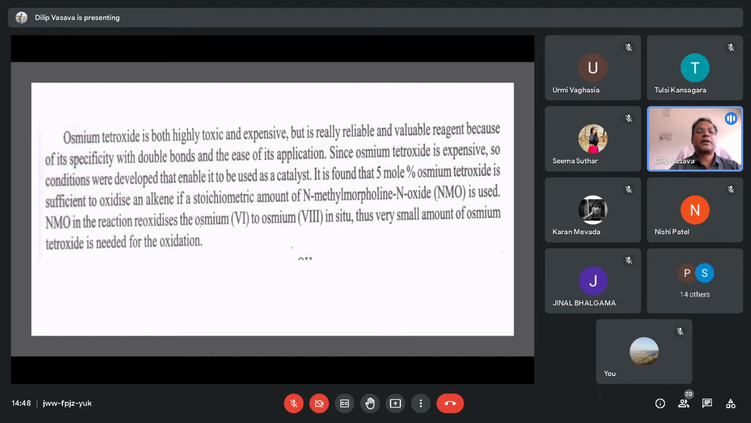Now osmium tetroxide is highly toxic and also expensive. It is a very good oxidizing agent, but this is the drawback of osmium tetroxide. But it is a valuable and reliable reagent for the oxidation of specific double bonds. When you want to oxidize specific double bonds, then it is utilized.